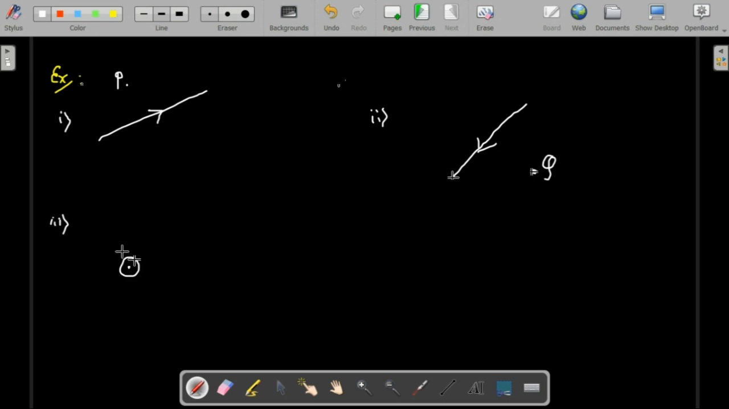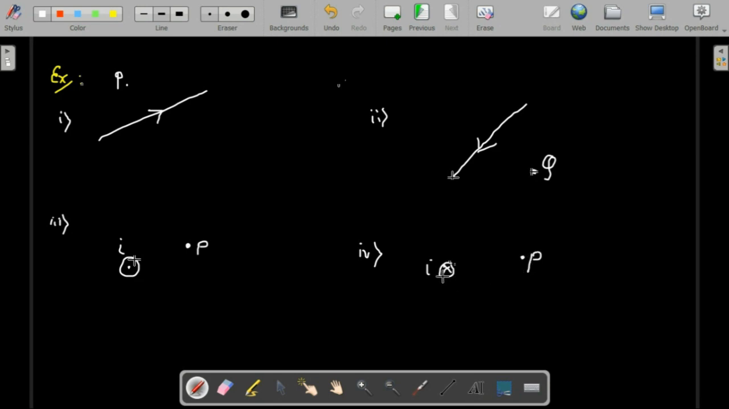So let's say this is a dot, which means that it is going into the plane of the paper. So this is the direction of the current. You have to find out the direction of the magnetic field at this particular point. Okay, we have to find out what is the field at this particular point. Similarly, we can also say that this is coming out of the plane. This is I, and we have to find out what is the direction of the magnetic field.